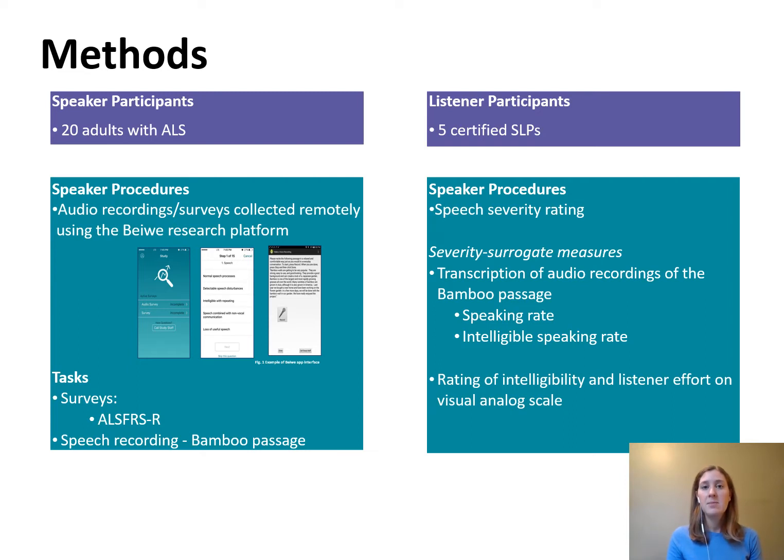The listeners rated speech severity on a 5-point scale. 4 severity surrogate measures were also completed. Speaking rate and intelligible speaking rate were calculated from the transcription of the bamboo passage. Ratings of intelligibility and listener effort were completed using a visual analog scale.